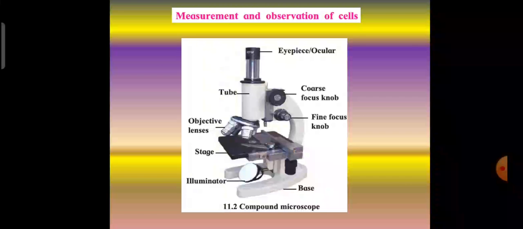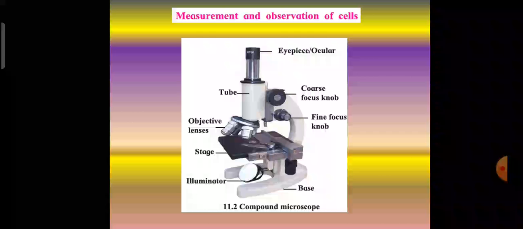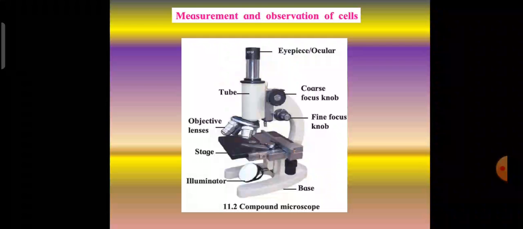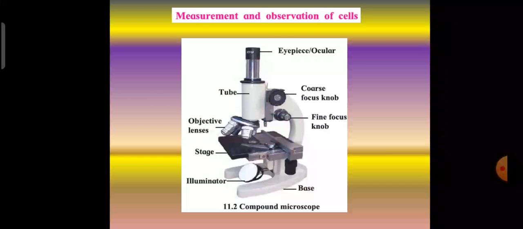An object on a glass slide is magnified. Magnified means the image of the object is increased in size. So the object on a glass slide is magnified many times by the lenses of the microscope.